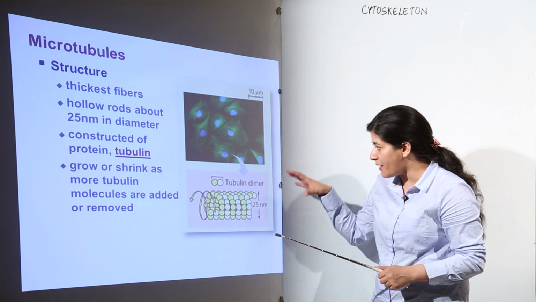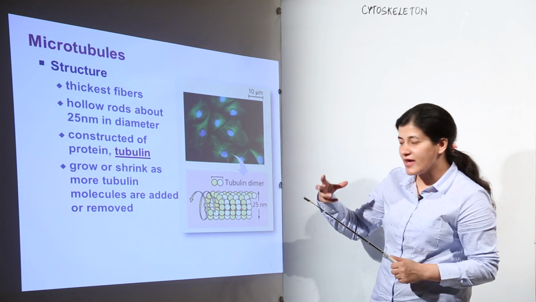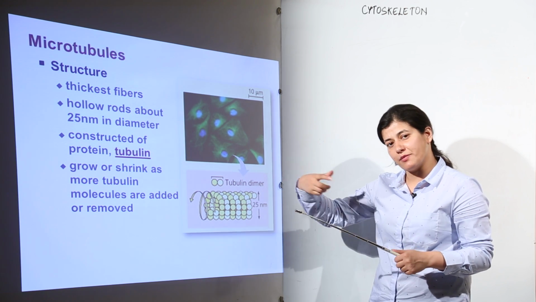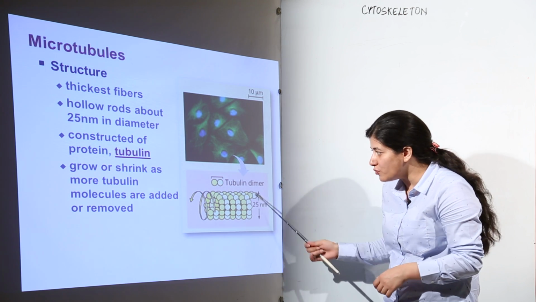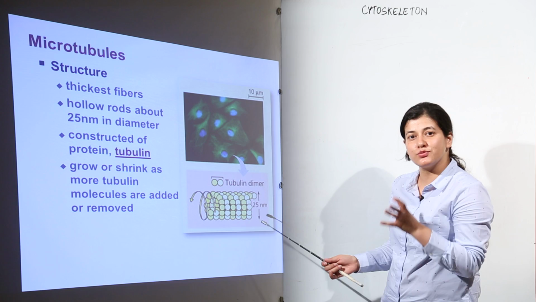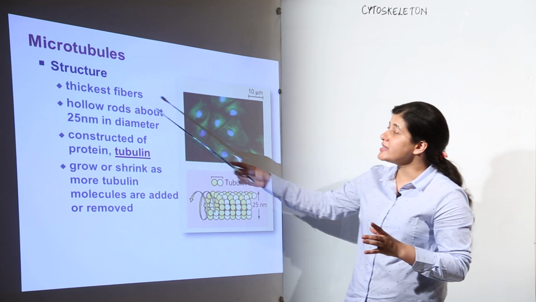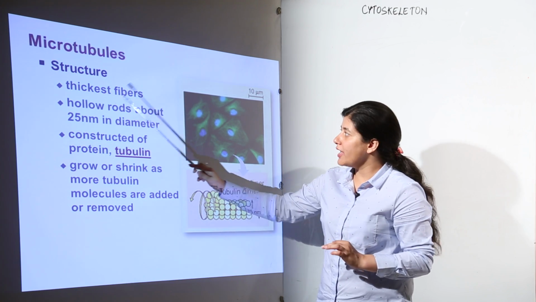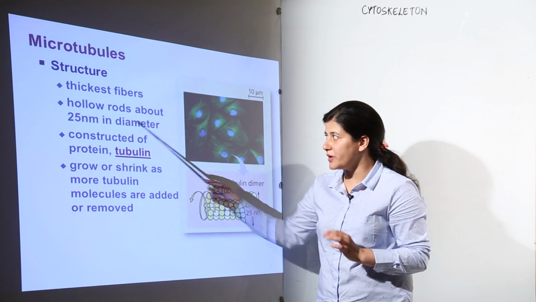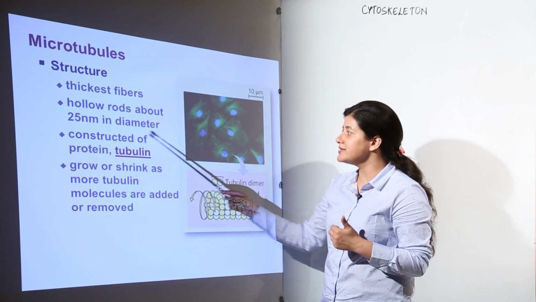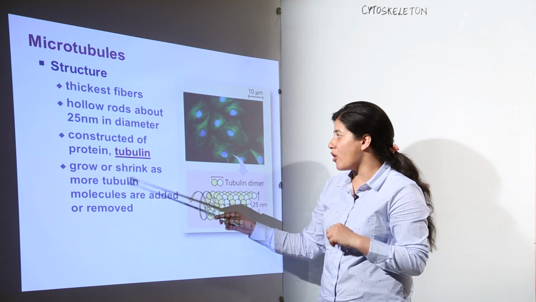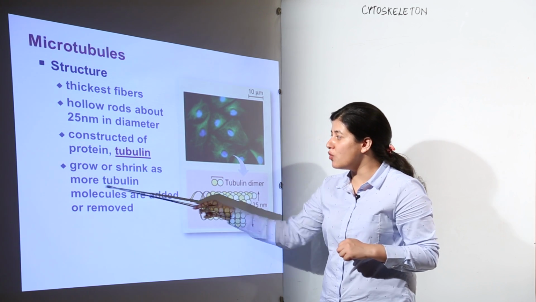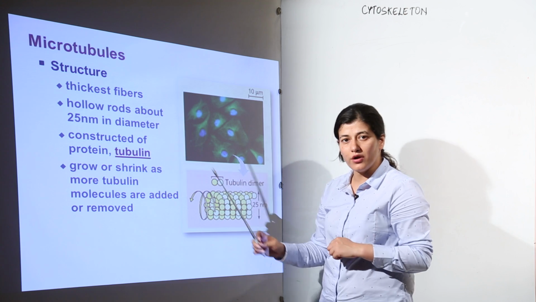In the same way, a microtubule is formed, where we have so many tubulin dimers, and they coil accordingly, and they leave a 25 nanometer gap in between them. That is what a microtubule is made up of. It is the thickest fiber. It is a hollow rod of about 25 nanometer in diameter. It is constructed by a protein tubulin, which has two different forms. It grows or shrinks as more tubulin molecules are added or removed.